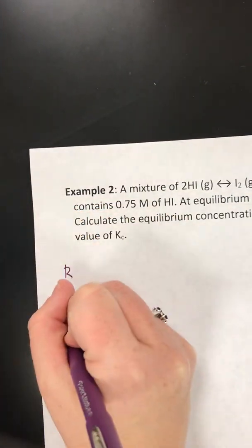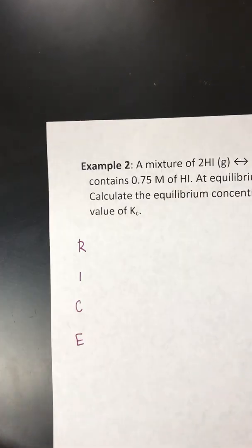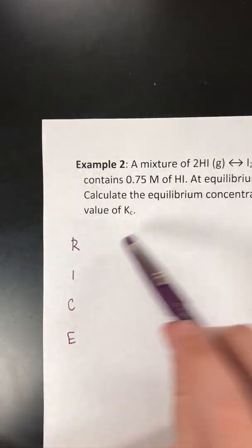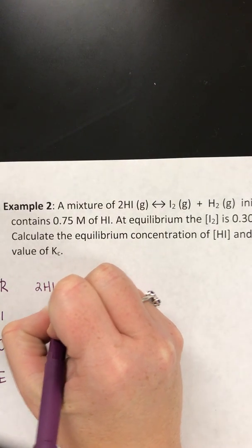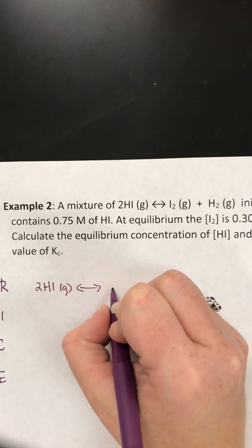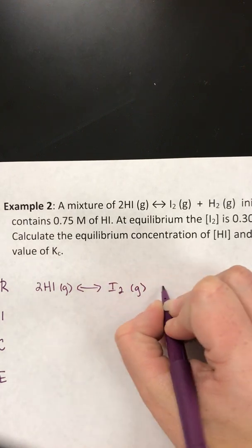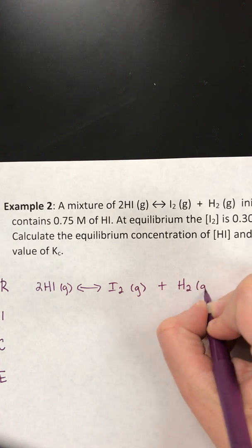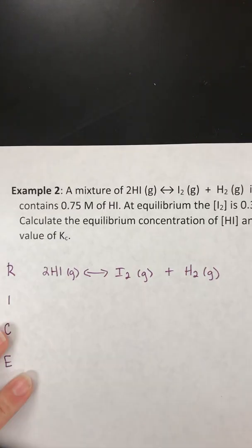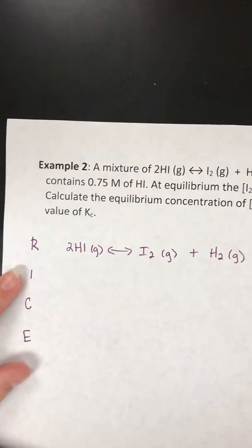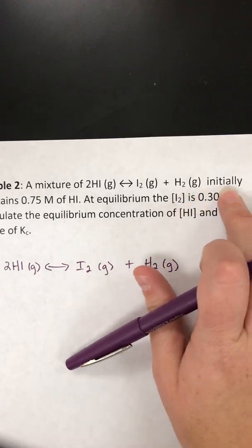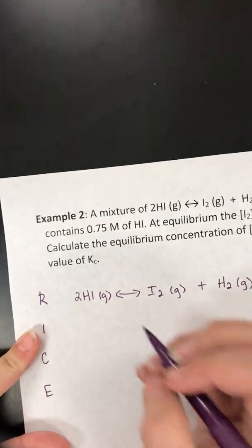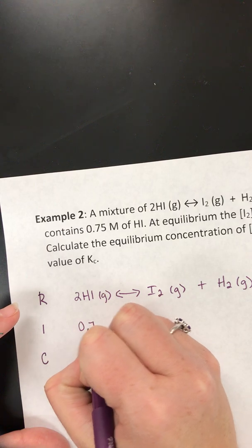Okay, so I'm going to go ahead and start a RICE table. So I have R, I, C, E. Reminder, R stands for reaction. So I'm literally just going to write down the reaction as is. 2HI as a gas is in equilibrium with I2 as a gas plus H2 as a gas. Okay, that's what R stands for, reaction. Now, I stands for initial. So the only information we have about initial concentration, initially contains, is for our HI. So we know this is 0.75.